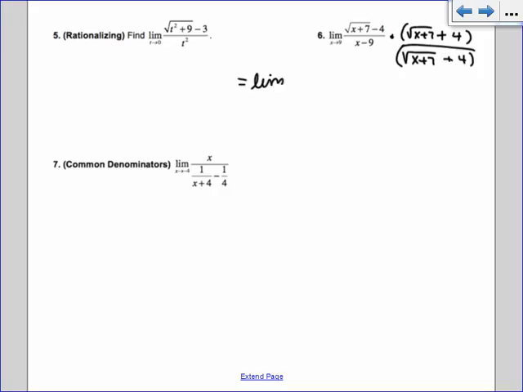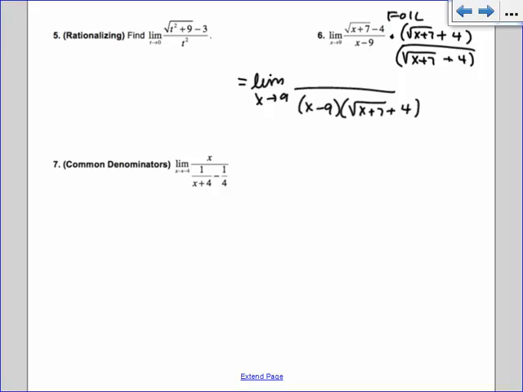So when we do this, we have the limit as x goes to 9. And we FOIL out the top, but we usually leave the part where the outer and inner terms don't cancel. I leave that factored. So x minus 9 times the square root of x plus 7 plus 4. Because a lot of times some magic is going to happen where you can cancel things out, right?